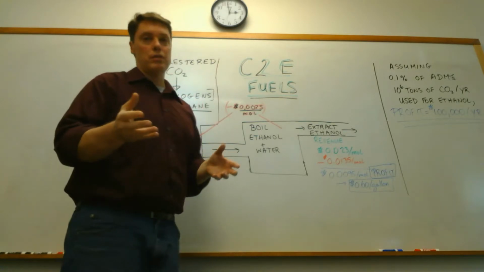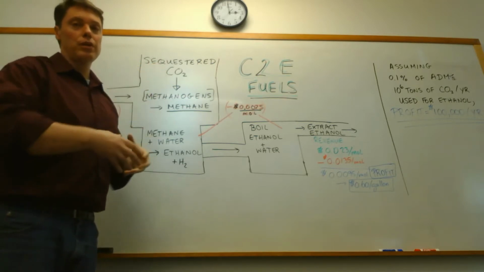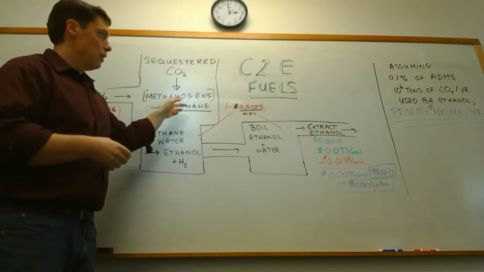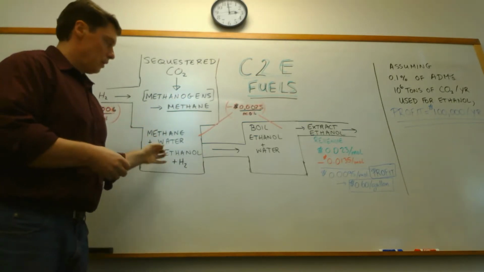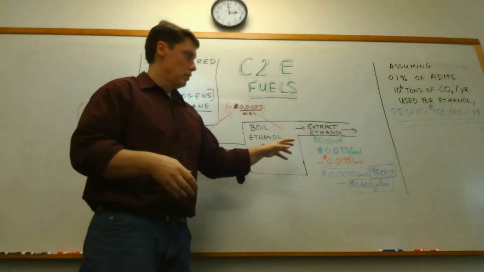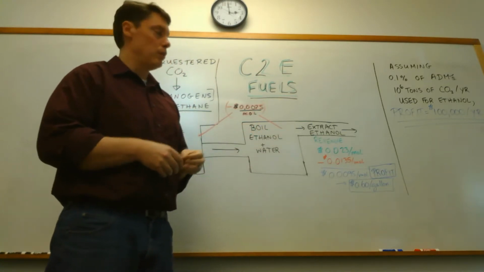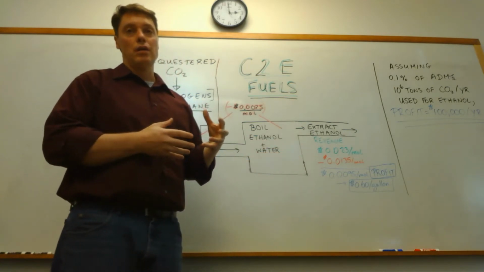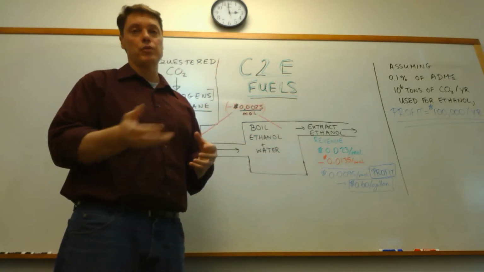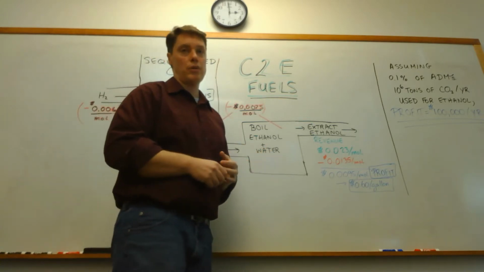So the beauty of this is that we are taking in sequestered carbon dioxide, so we're pulling carbon dioxide out of the atmosphere and using a microorganism, which is very common, to help us convert that sequestered CO2 into a usable fuel. And we can sell it at the same rate as ethanol is sold that's produced by more conventional means. So we have carbon neutral fuel at the same price.